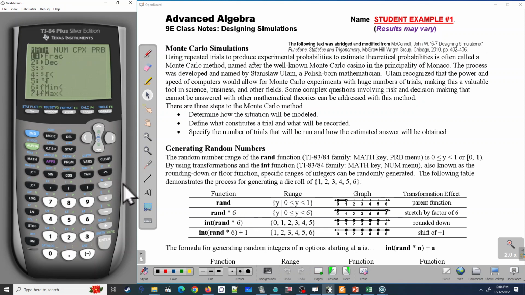Then I'm going to go math. And so I'm going to come over to here to probability. I'm going to go random, and I'm going to say here's my number of options, times 6. But because I'm rounding down, I'm only going to get numbers from 0 to 5, because even if it was 5.999, it's still going to round down to 5. Just like 0.23 will round down to 0, like this happened here.